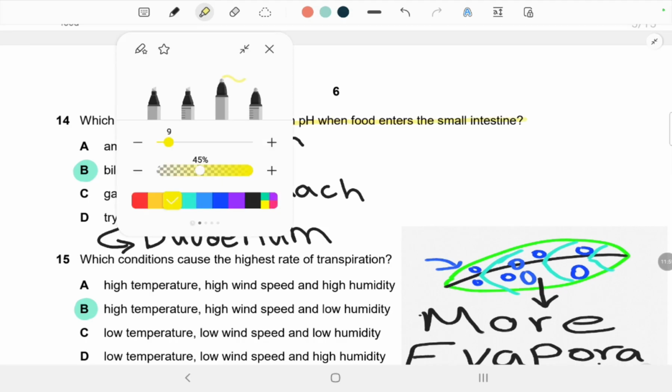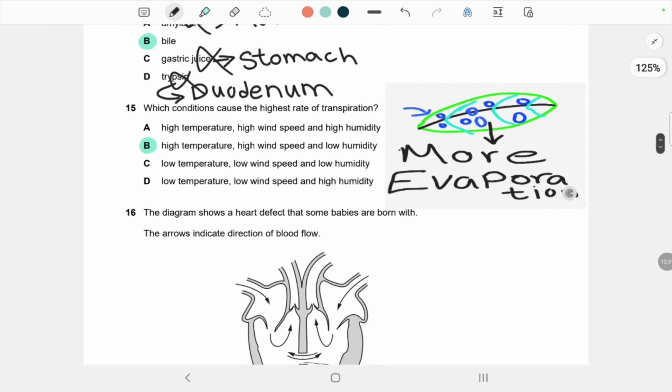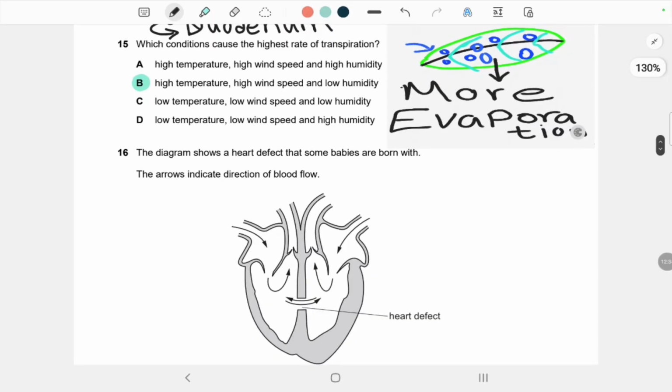Okay, now question 14 is asking which substance causes a change in pH when the food enters the small intestine. The examiner was very basic with this question. He told you in the small intestine. So let us look at the choices. Amylase is released in the mouth, nothing to do with the small intestine. Trypsin is in the duodenum, it does not have to do with the small intestine. Gastric juice is in the stomach and nothing to do with the small intestine. So the only one working in the small intestine is bile. And bile is used to emulsify fats, breaking down large fat droplets into smaller fat droplets for them to get easily absorbed into the lacteal system.